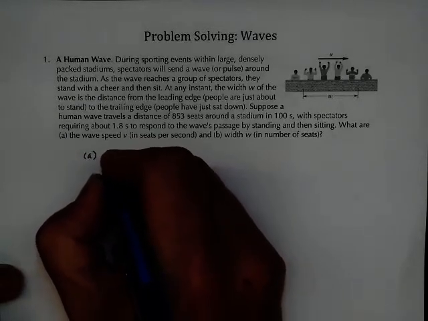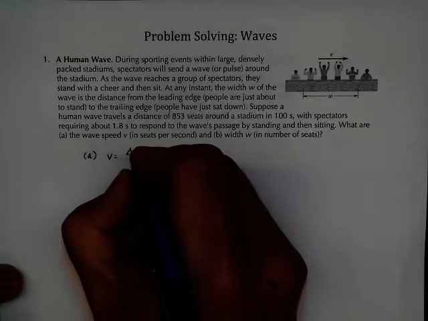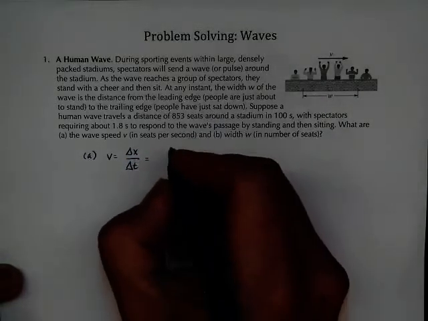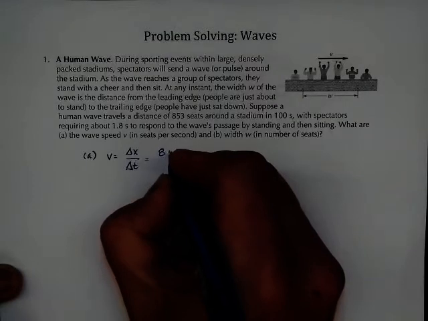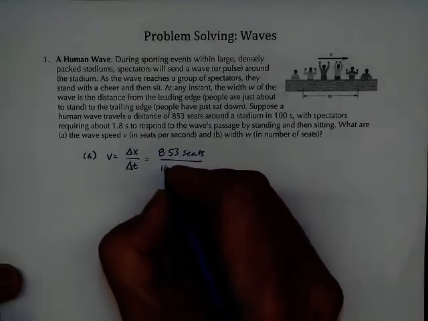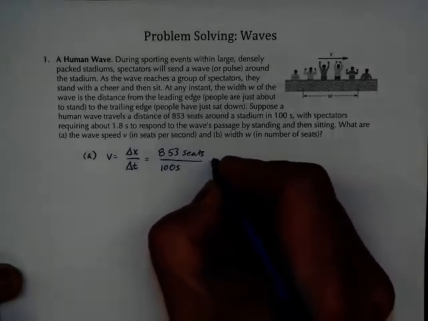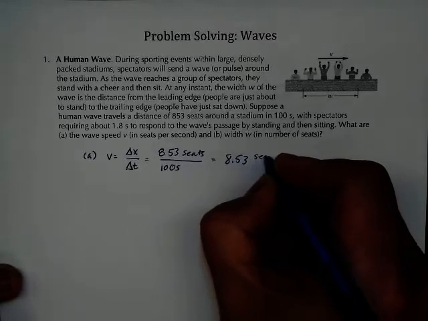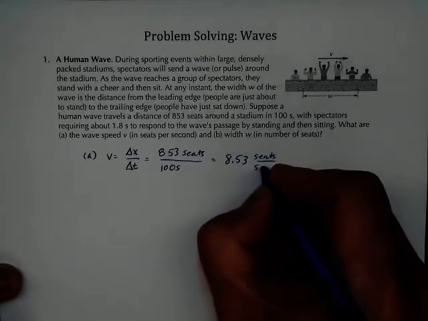Well, the wave speed V is simply going to be using ideas from Physics 1 that says speed is distance traveled over time. So the wave travels a distance of 853 seats. It takes 100 seconds to get around the stadium. So that is 8.53 seats per second.